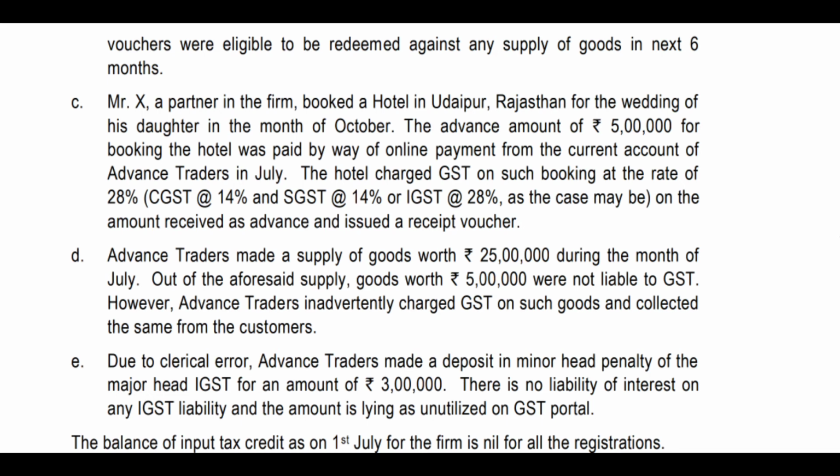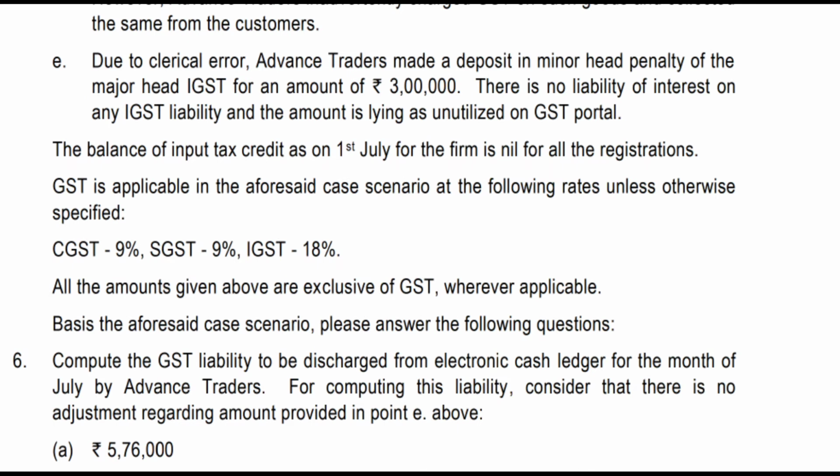Point number D. Advanced Traders made a supply of goods worth rupees 25 lakh during the month of July. Out of the aforesaid supply, goods worth rupees 5 lakh were not liable to GST, but Advanced Traders inadvertently charged GST on such goods and collected the same from the customer. So they inadvertently charged the GST, so they need to deposit that amount of GST to the government fund. And due to clerical error, Advanced Traders made a deposit in minor head penalty of the major head IGST for the amount of rupees 3 lakh. There is no liability of interest on any IGST liability, and the amount is lying as unutilized on GST portal.